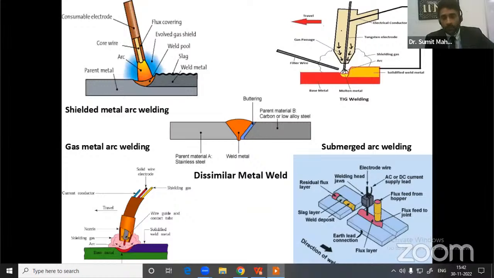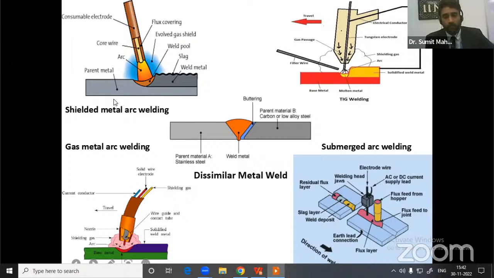So these are some of the welding operations which we use to build those components. There is one of the basic components. This is a similar metal weld, because with parent metal A and parent metal B, we have to build a joint. This is a weld joint. So these are some of the different processes.